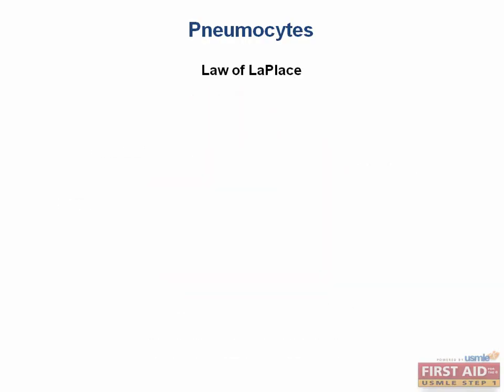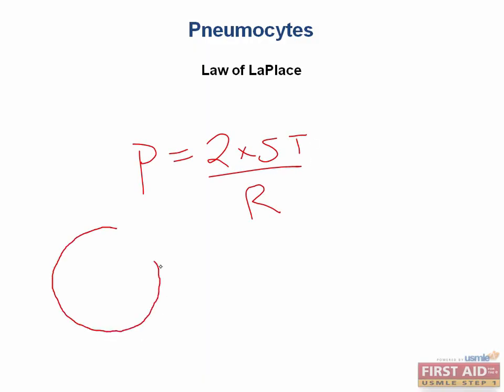According to the law of Laplace, the collapsing pressure equals 2 times the surface tension over the radius. I think it's also helpful to sketch out the relationship for yourself. Looking at this equation, we see that the variable P, or collapsing pressure, will have a linear relationship with whatever change occurs in the numerator, which is in this case surface tension. As surface tension increases across the alveolar epithelium, the alveolar collapsing pressure will increase as well, and vice versa.